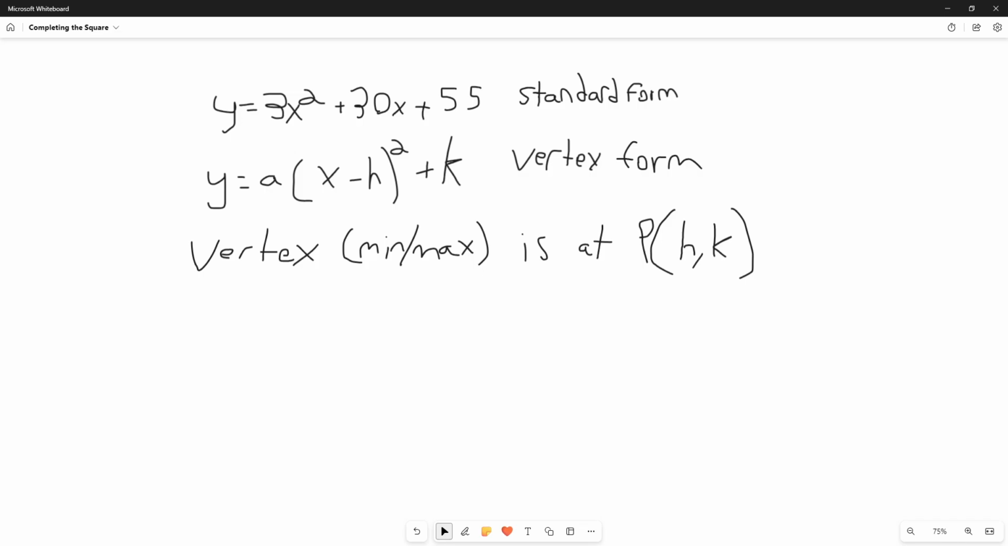Hi guys, today I will be showing you how to complete the square. I will also show you a trick formula to skip the whole process and just get to the end formula. So number one, why do we even complete the square?